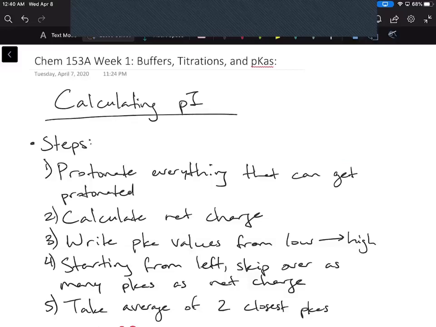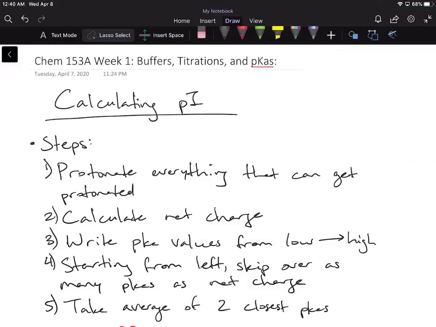Okay, so I thought that I could go over calculating the PI. I have the steps written out. There are 5 steps to calculate the PI. These steps work not only for single amino acids, but multiple amino acids hooked together to form your polypeptide. So as long as you follow these 5 steps and make sure that you're doing each step correctly, you should be able to calculate your PI.